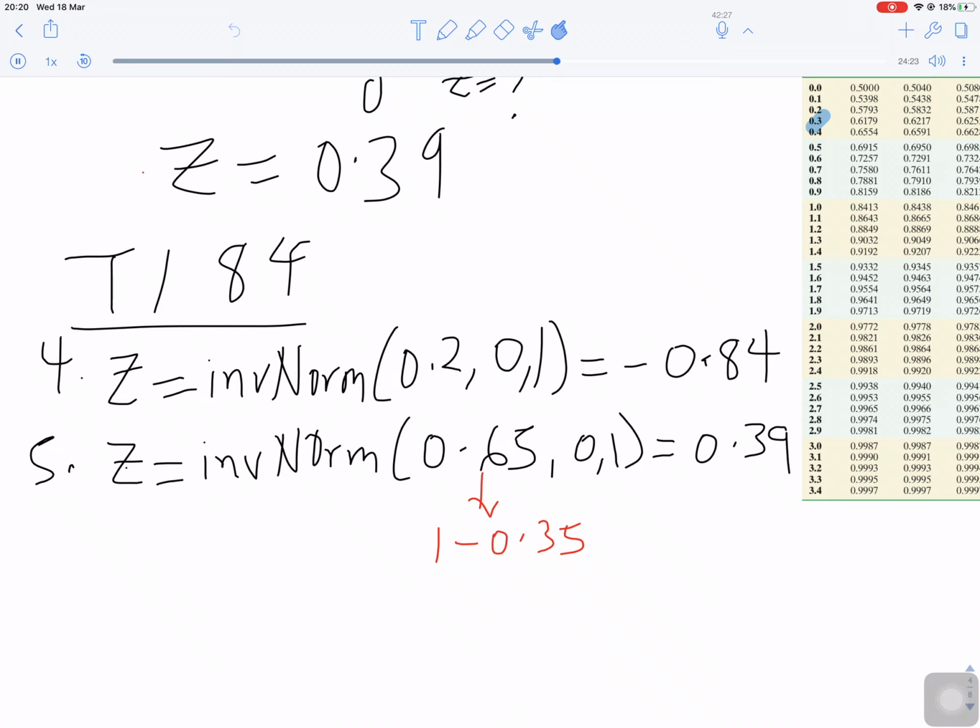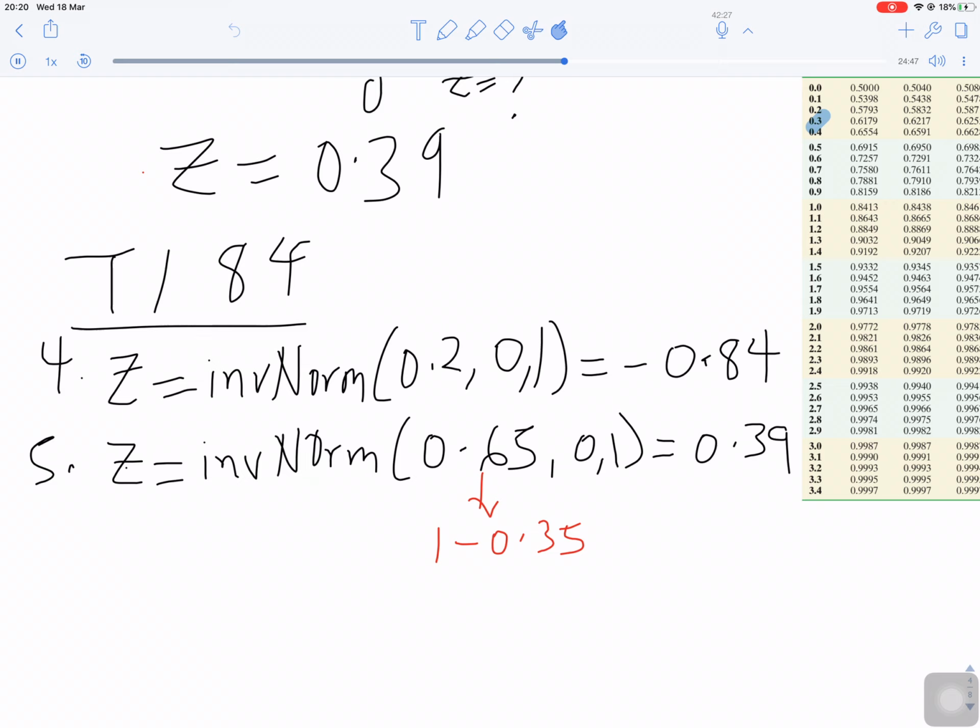So you enter inv norm, and the first input of this function is the area to the left of whatever z-score you are looking at. So the area to the left for question 4 is 0.2, followed by the mean, which is 0, and then the standard deviation 1. So the calculator gives us our result, and to 2 decimal places, that is negative 0.84.